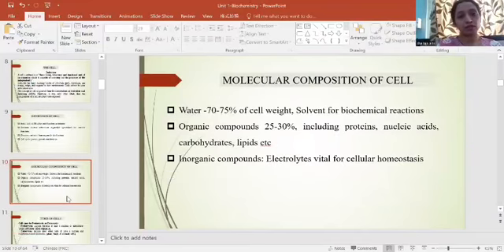Molecular composition of a cell. There are three major components of a cell: water, organic compounds, and inorganic compounds. Around 70 to 75% of a cell's weight is composed of water. Around 25 to 30% are organic compounds, including proteins, nucleic acids, carbohydrates, and lipids. Inorganic compounds such as electrolytes, which are vital for cellular homeostasis, are also present as part of the molecular composition of the cell.